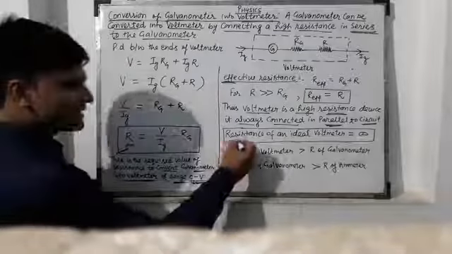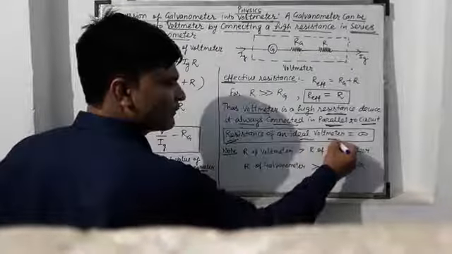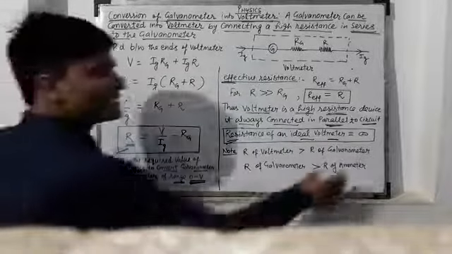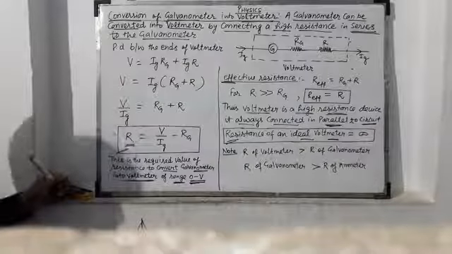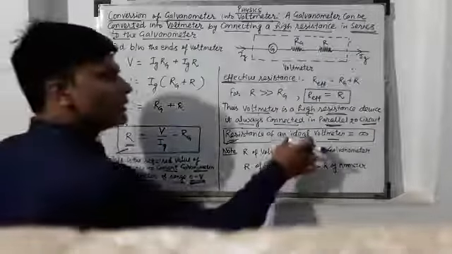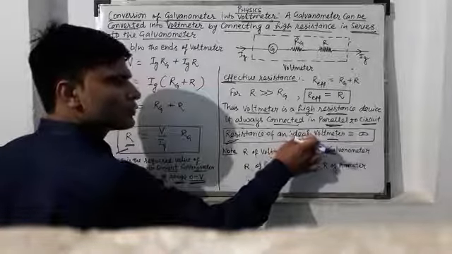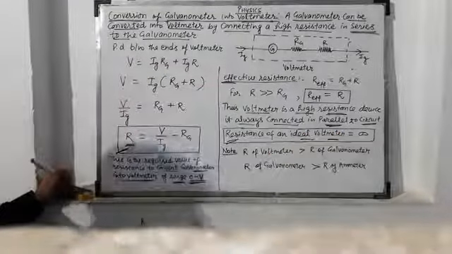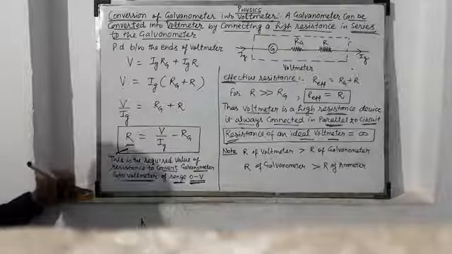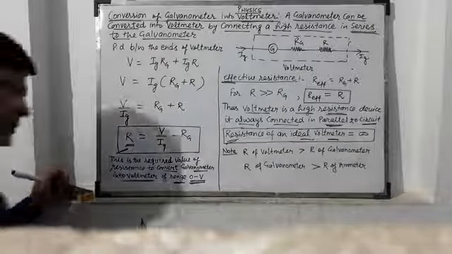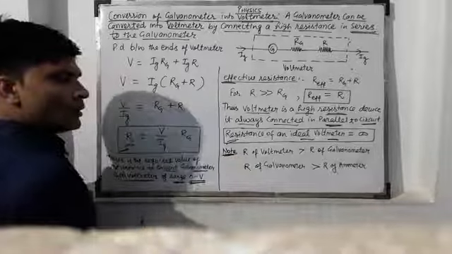The resistance of an ideal voltmeter is infinite. It means the current through an ideal voltmeter is 0.